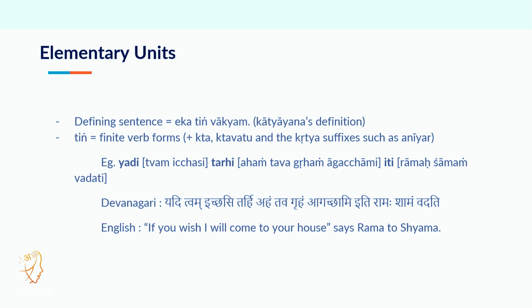There are three sentences here which are marked by square brackets. First one is tvam ichhasi, where the finite verb form is ichhasi. Then aham tava gruhe agachami, where the finite form is agachami, and ramaha shamam vadati, where the finite form is vadati. Between the first two sentences, yadi and tarhi are two paired markers which connect these two sentences, and iti is the karma dyotaka, the sentential object representation. So these are three sentences, among which we are focusing on the first two, as yadi and tarhi are the discourse markers.